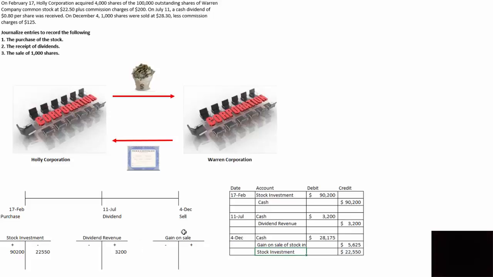And I would consider this a complete and correct answer for the December 4th entry. Assets go up, assets go down, and the difference in between is an income statement item that will increase profit in the current accounting period. So that's it for this problem. I hope it makes sense.